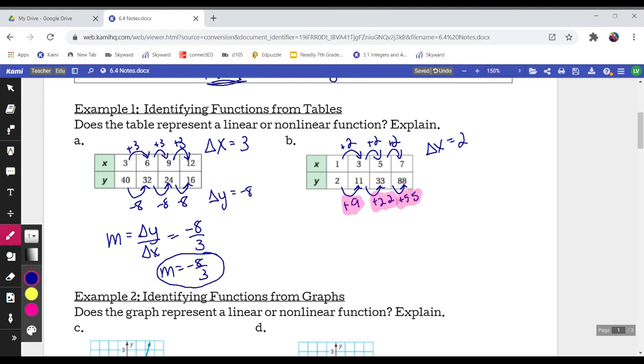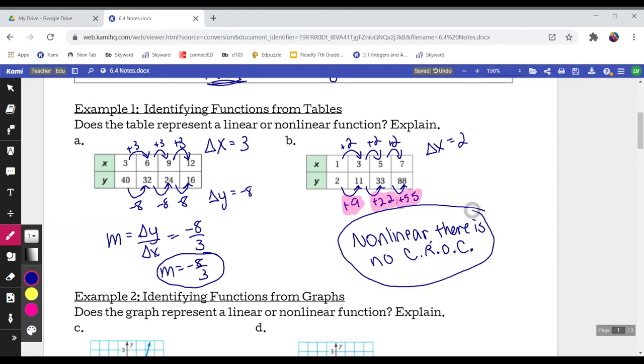So this means this is nonlinear. There is no constant rate of change. You can shorten constant rate of change to CRC, but we'll always say constant rate of change. For letter A, I also need to say that this is linear.